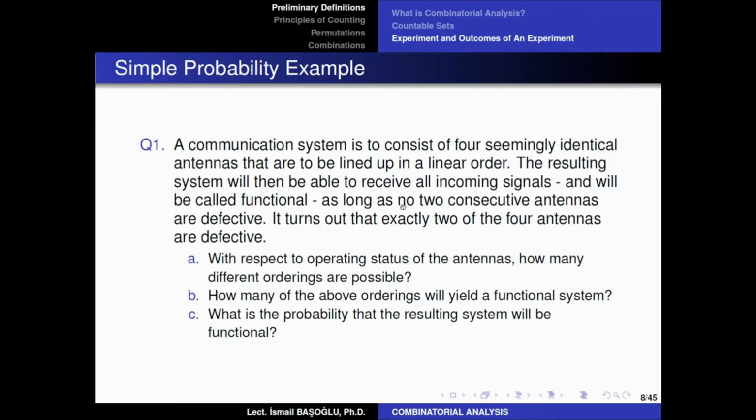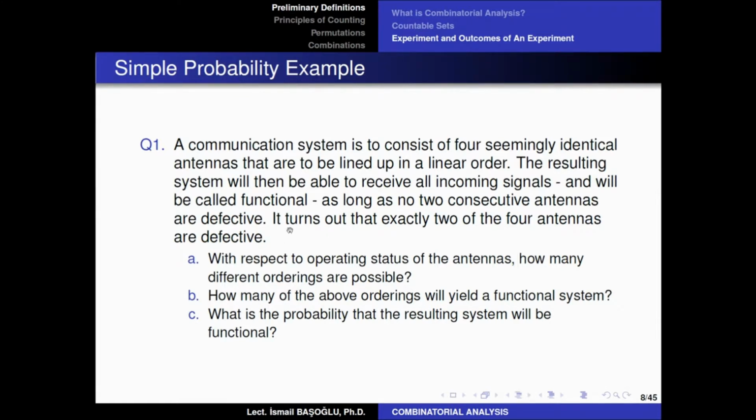and will be called functional as long as no 2 consecutive antennas are defective. So when you put these 4 antennas next to each other in a line, if 2 neighboring antennas are defective, then the system will not work. However, even if we have defective antennas in this linear order, but which are not next to each other, then the system will be functional. So if we want to have a functional system, 2 consecutive antennas should not be defective.